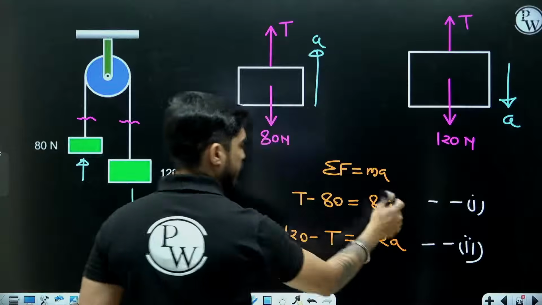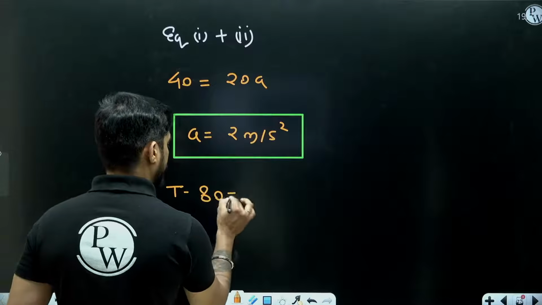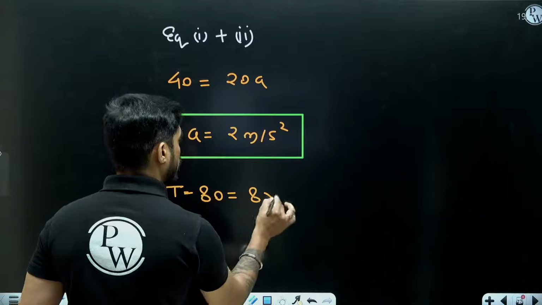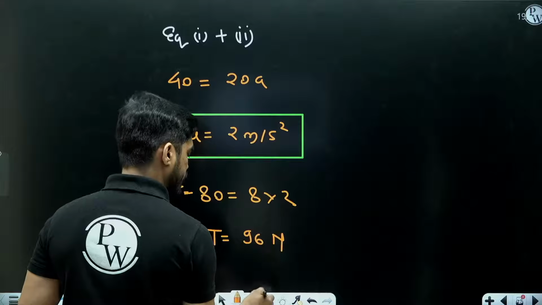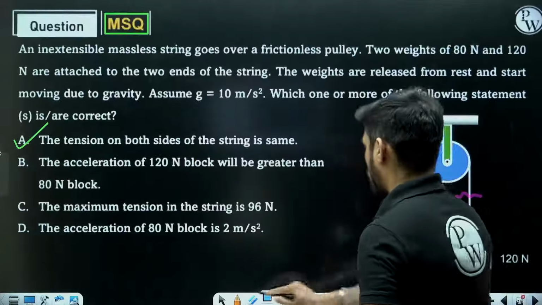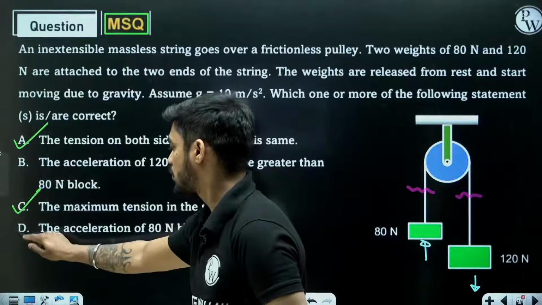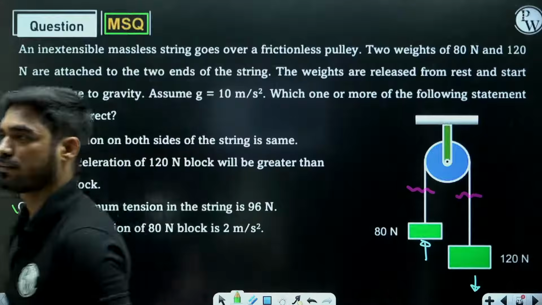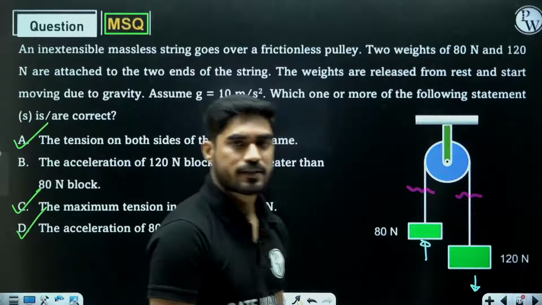Now put this acceleration in any of these equations. T minus 80 equals 8 into 2. So T will be equal to 96. So the tension is 96, acceleration is 2. So this is correct. This is also correct. So A, C and D are the correct answers. B is the wrong answer. Okay.